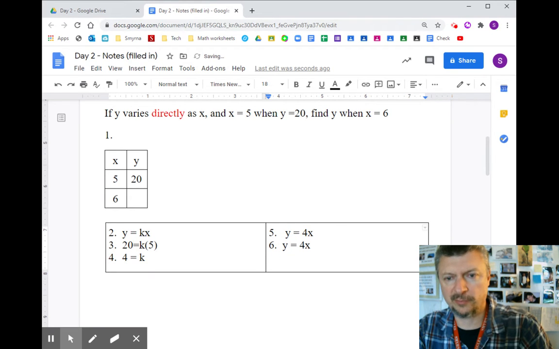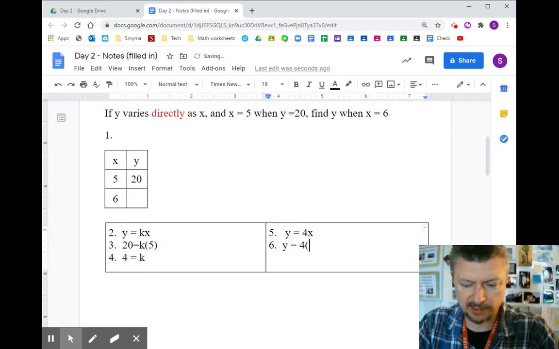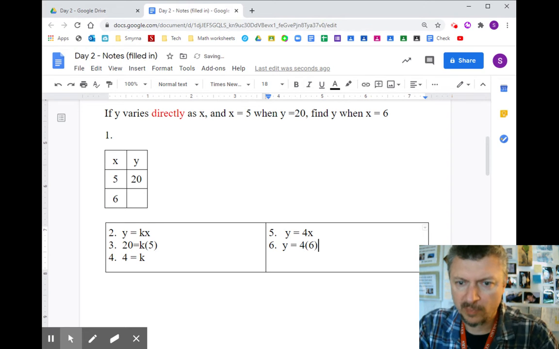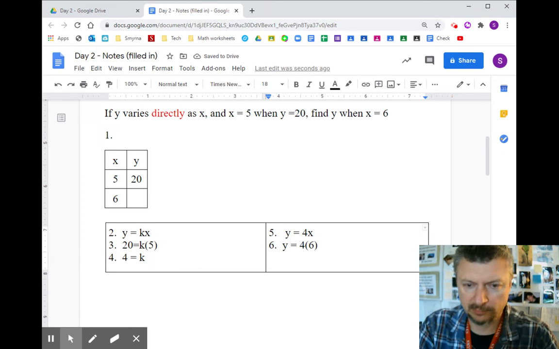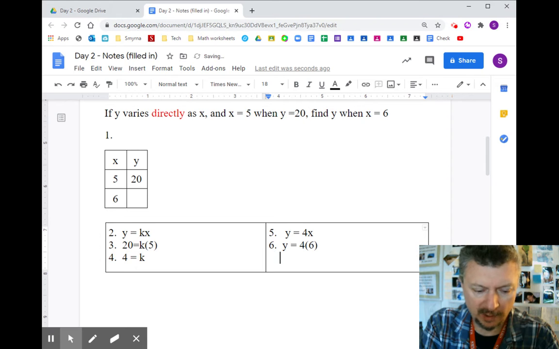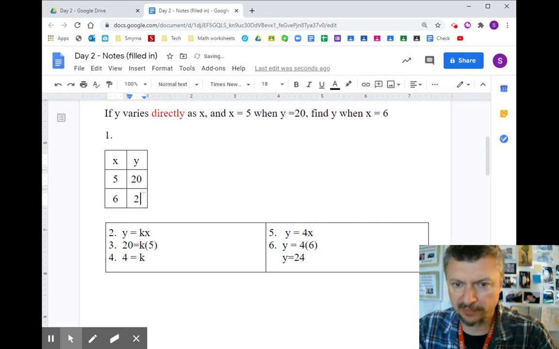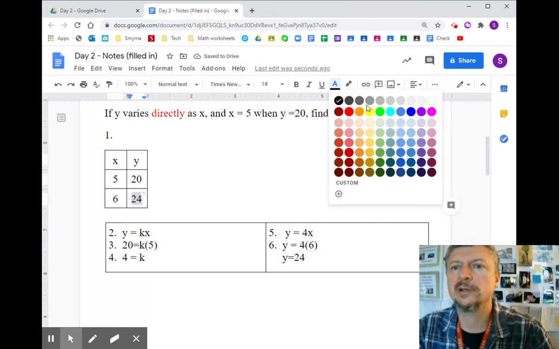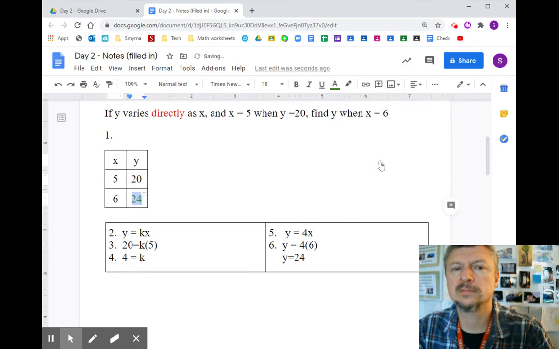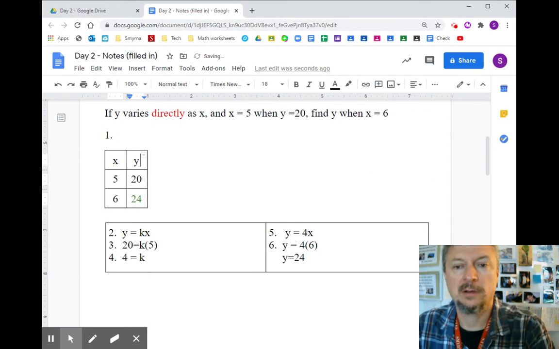So this is y equals 4x. That means 4 times x. 4 times 6. Here we have it. So we know that y equals, what's 4 times 6? 24. So now we figured out this is 24. I'll make that green, because that's the answer. There we go. All right, that's number 1.